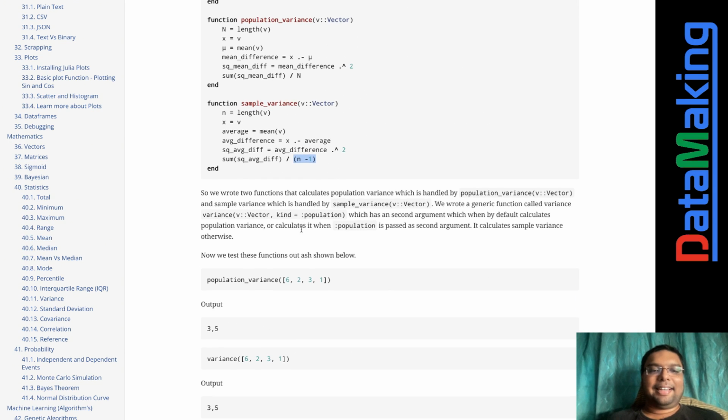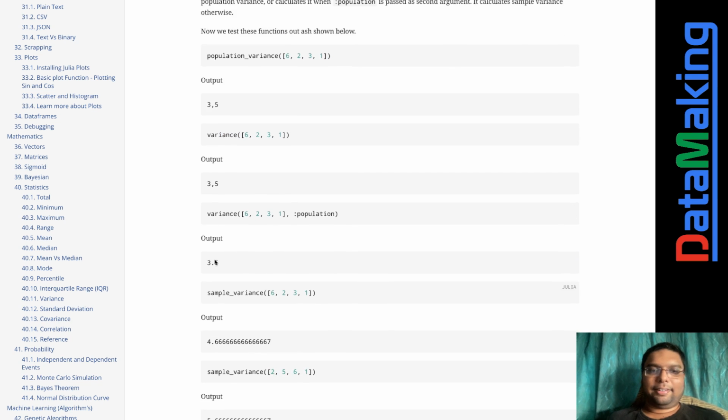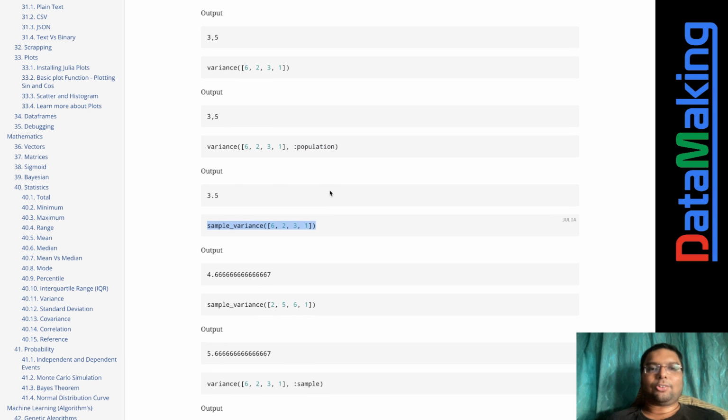So we are just calculating population variance, and variance also we are calculating. By default it's population variance. We are passing population over here and we get this output. And for sample variance, we're just calling this function.